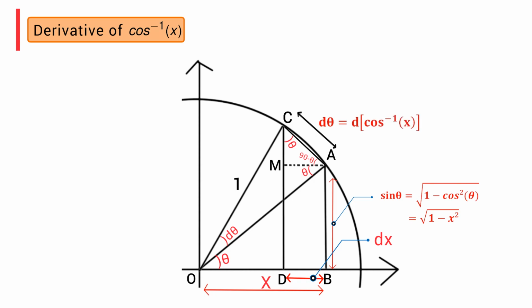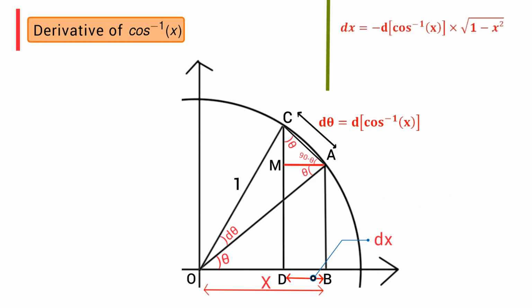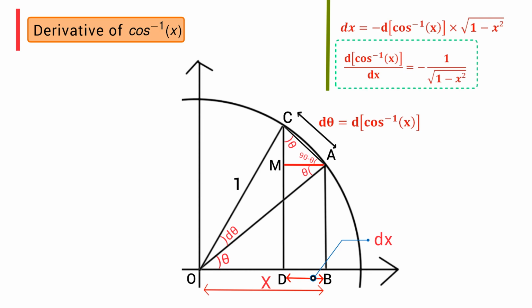To find the change in angle in terms of x, we notice that dx is the sine component of the arc CA, and as angle theta increases, the value of x decreases, therefore their relationship will be negative of each other. Hence, we rearrange this equation for d cosine inverse x. The final result, obtained by taking the ratio of the cosine inverse function with the change in x, yields the equation for the derivative of cosine inverse x.